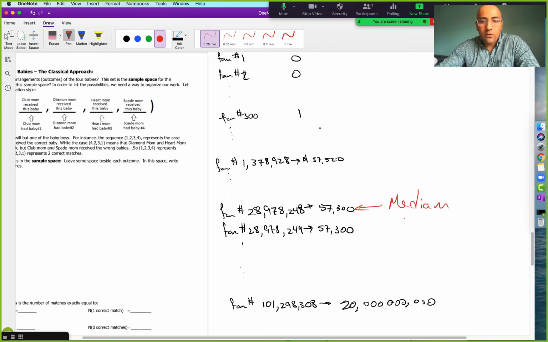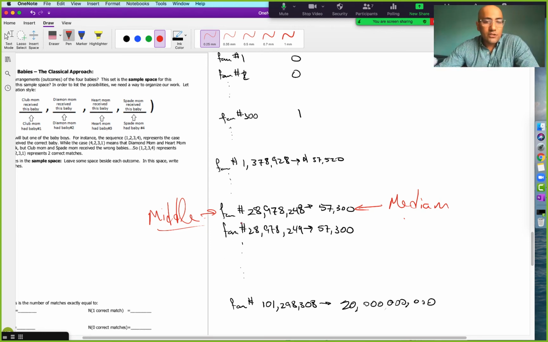Now, it's not in the middle of the numbers. It's in the middle of the family numbers, right? So as we list down the families from family number 1, 2, 3, 4, 5, the one that's right in the middle is the median. The middle. That makes sense? We list them all down from whoever made the least to whoever made the most. The one right in the middle is the one that results in the median.